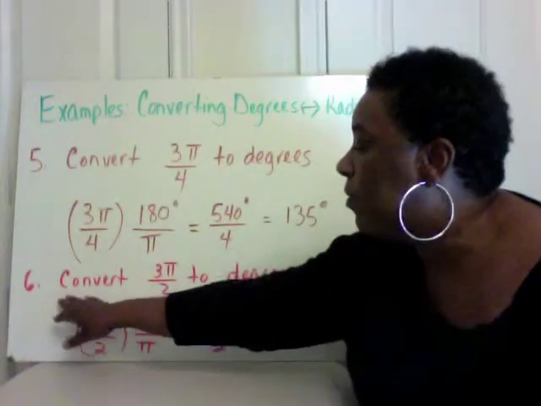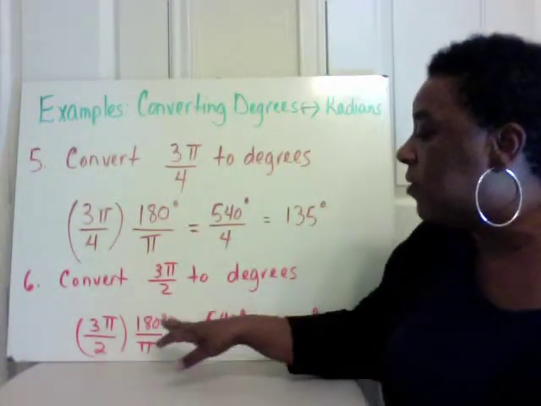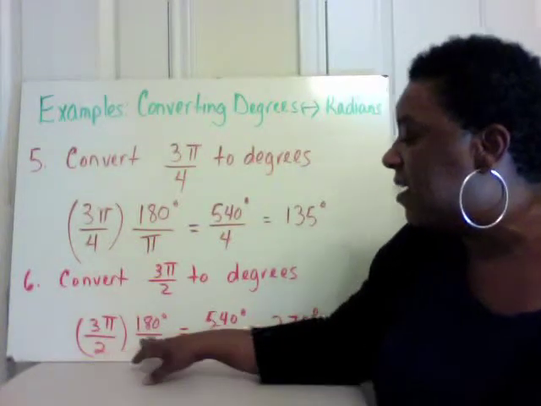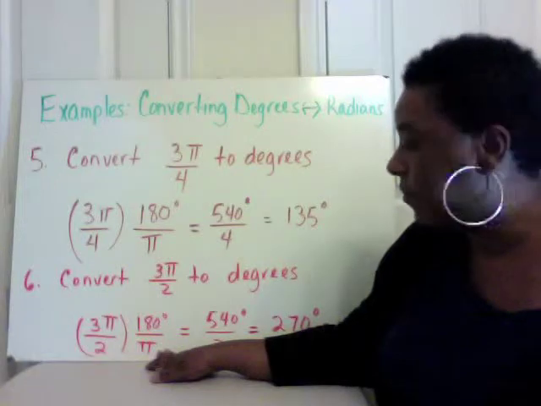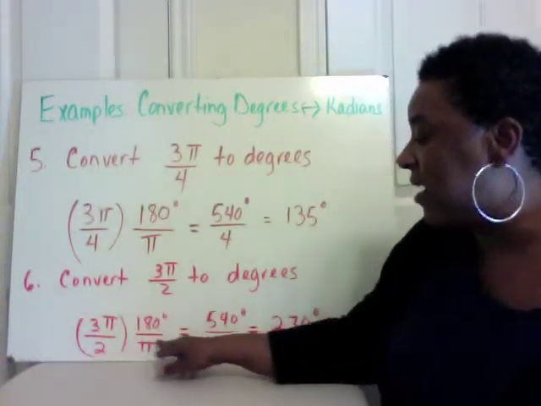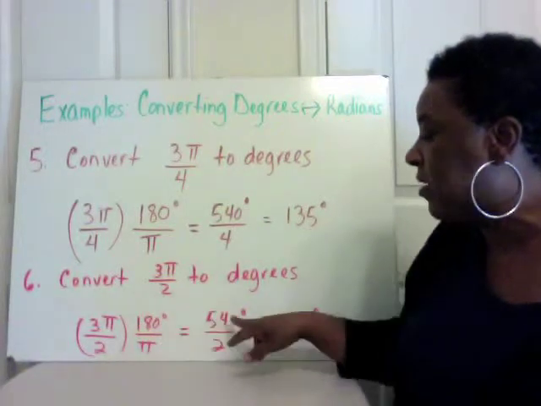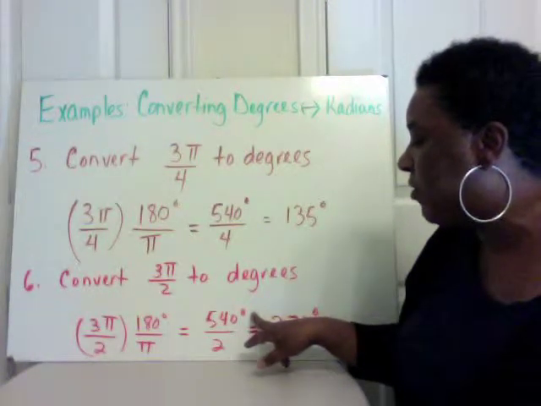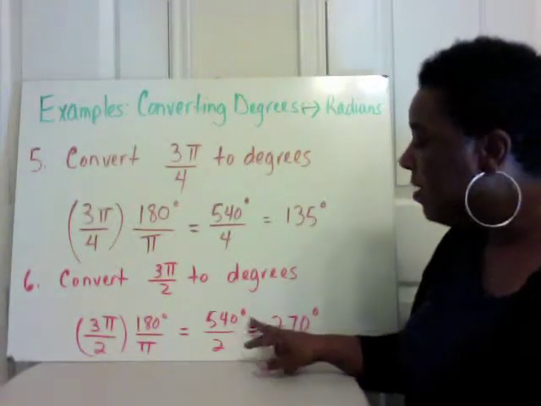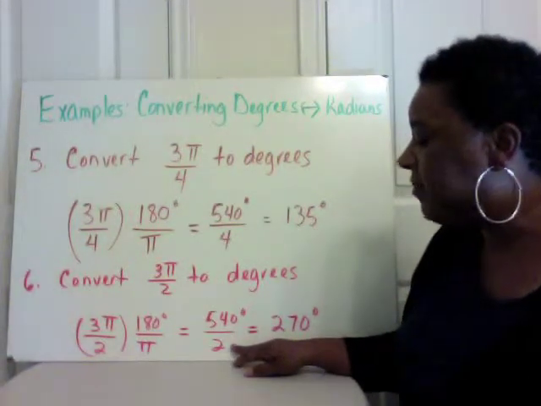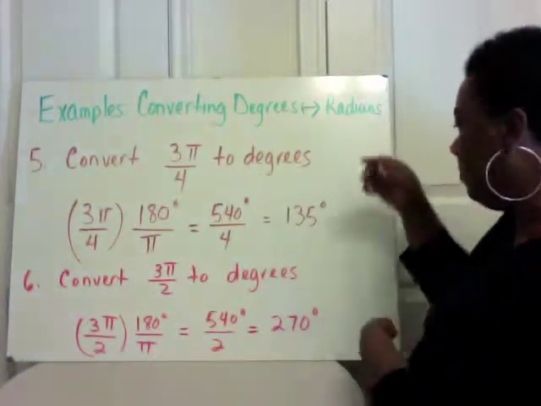In this example, we want to convert 3 pi halves to degrees. So we multiply 3 pi halves times 180 degrees divided by pi. The pi's cancel out, and so we have 3 times 180 degrees equals 540 degrees, and then we have 2 in the denominator. 540 degrees divided by 2 is 270 degrees.